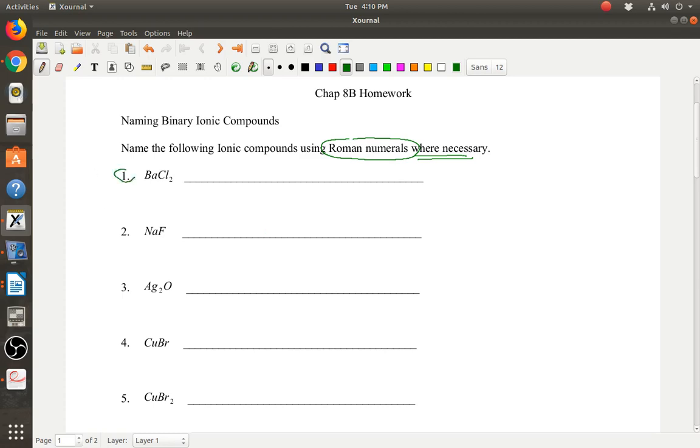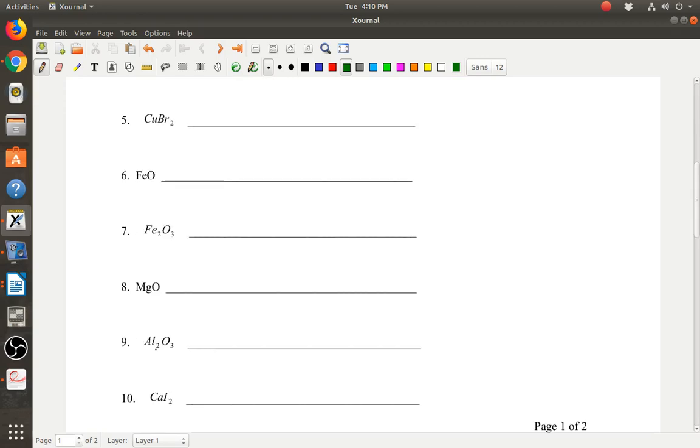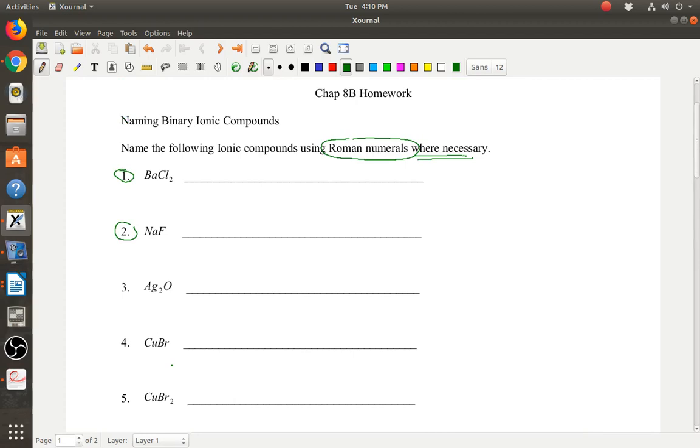So we're going to do number 1 and number 2. I'm going to skip silver and copper, and iron. Magnesium oxide we just did, aluminum oxide we just did, and calcium iodide we just did. So let's do the first one, barium and chlorine. The name of this is barium, and this is chlorine, but chlorine becomes chloride. So this is just barium chloride.